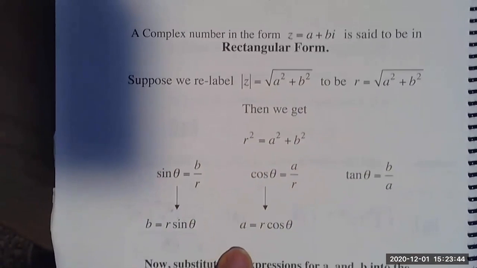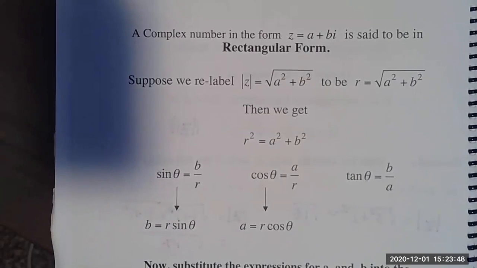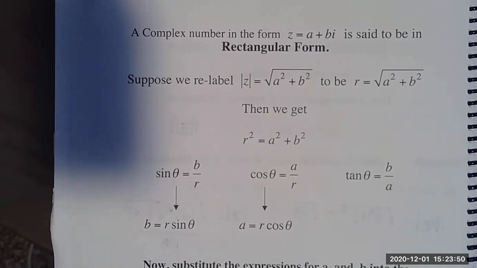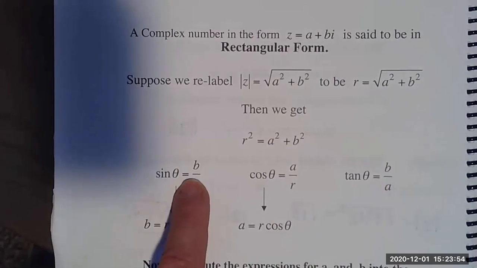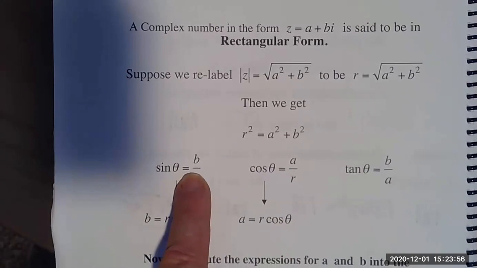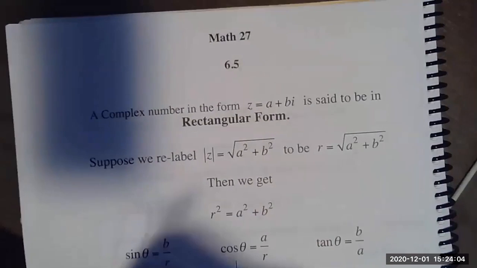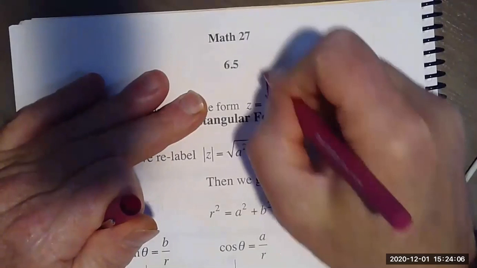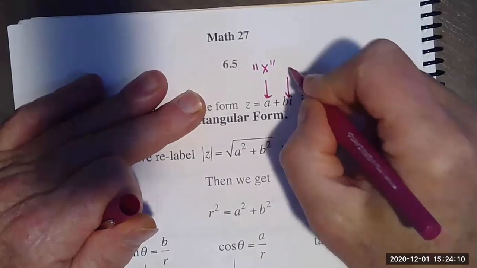And then what's happening here? Usually you had x's and y's. Remember that? You had x squared plus y squared. Well, now instead of sine theta being y over r, it's b over r. This is acting right here like your x. This is acting like your y.